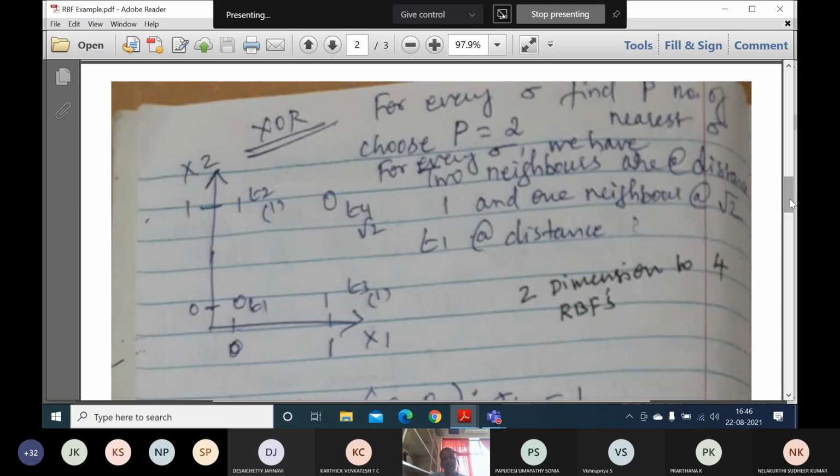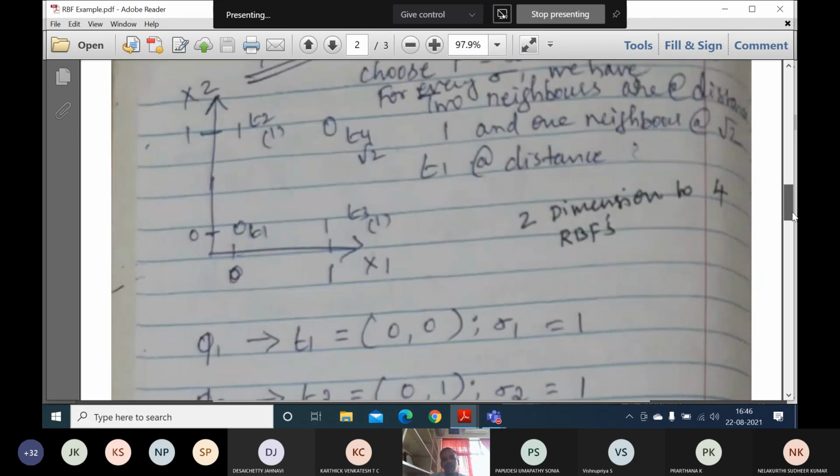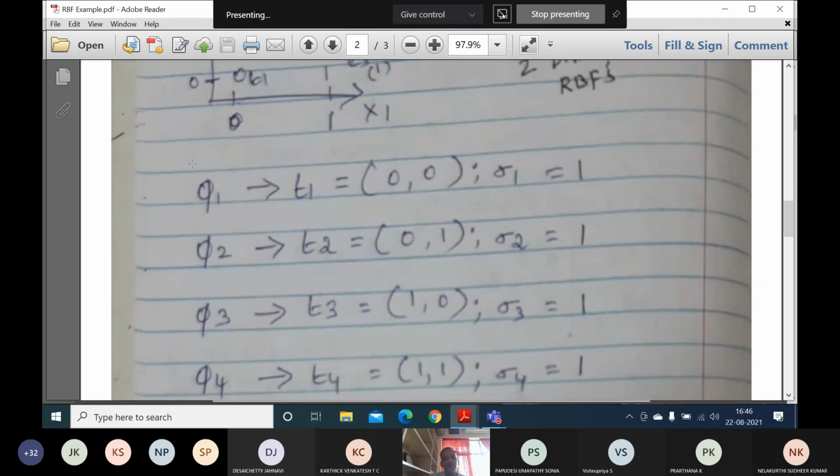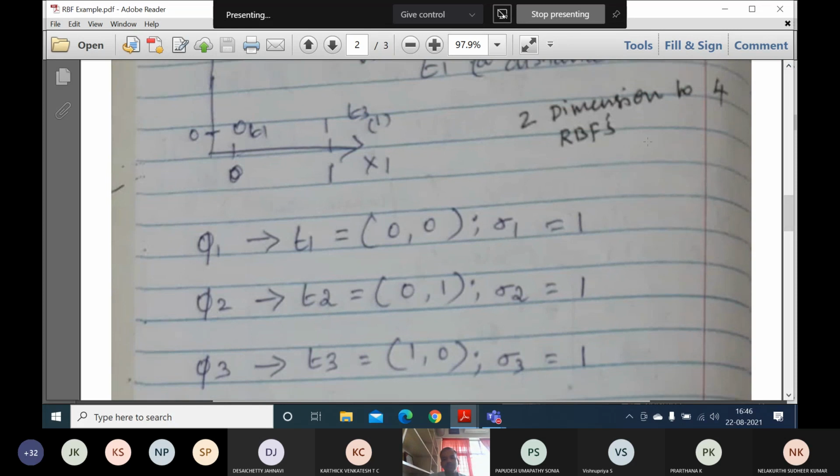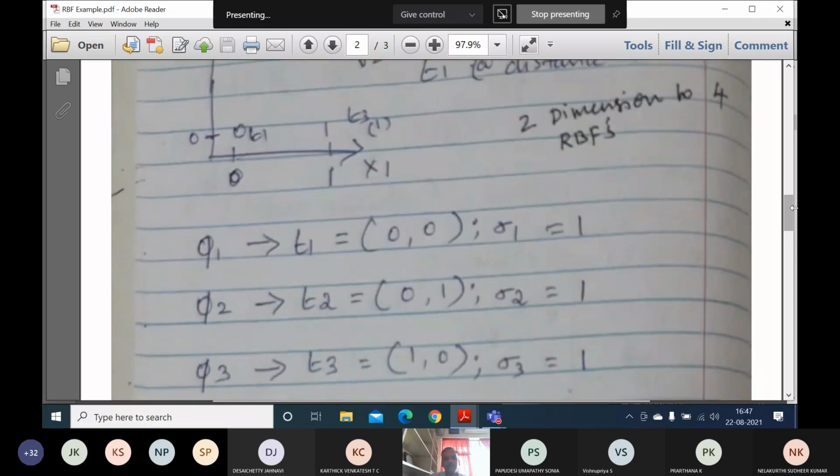So now what I am trying to do is find these summations. Totally two inputs are there, x1 and x2. These two inputs are converted into a 4-dimension RBF using this RBF function. Psi i: I need to calculate psi1, psi2, psi3 and psi4. Psi1 is nothing but T1, which is 0, 0, and this is the receptor, and the sigma one is nothing but spade.